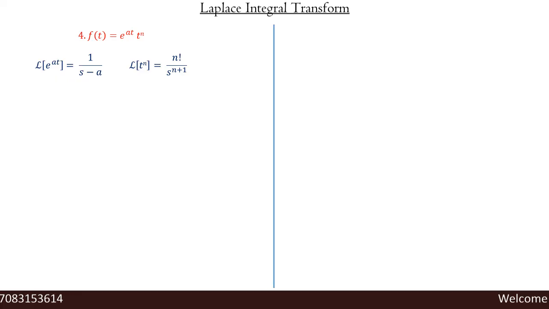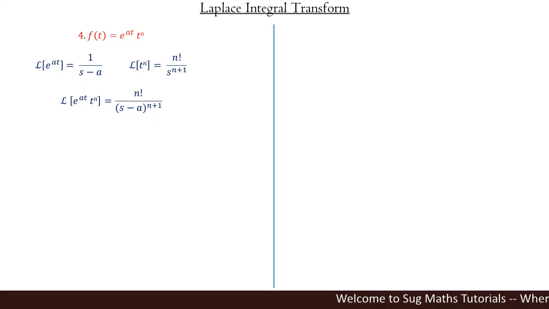Good. In this place where we have the Laplace transform of e raised to the power of at, we are going to consider the denominator s minus a. So in the next function, anywhere we see s, we are going to replace it with s minus a. That means that the Laplace transform of e raised to the power of at multiplied by t raised to the power of n is going to give us n factorial all over, in this place where we have s, we're going to write s minus a in bracket raised to the power of n plus 1. Good. Now let's go.